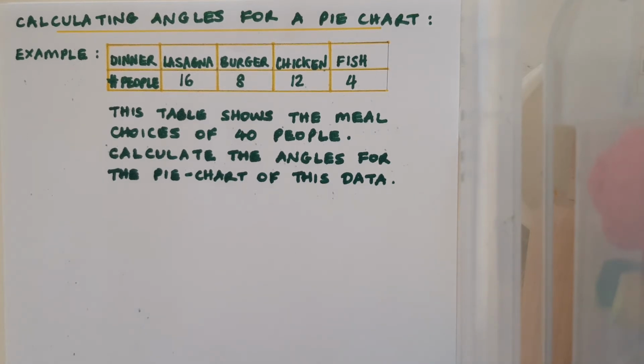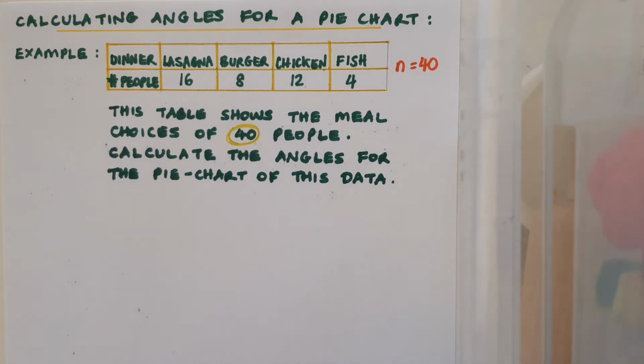It's always a good plan at the start of a question involving a table to work out your total, and in this case actually we're told it in the question. You might remember from an earlier chapter that the total number of pieces of data can be called n, and in this case n equals 40. Remember also that a pie chart is a full rotation, so in total its angles must add up to 360.